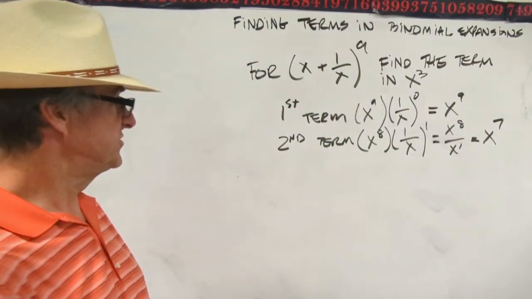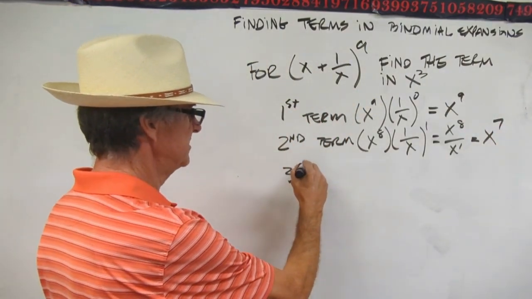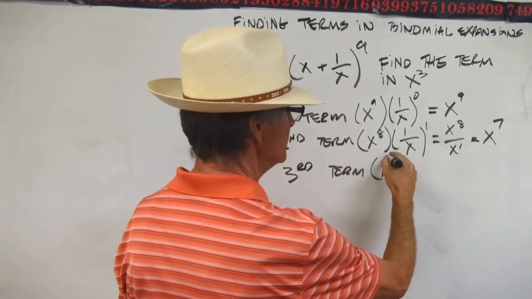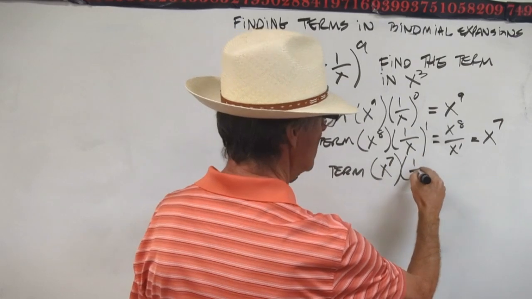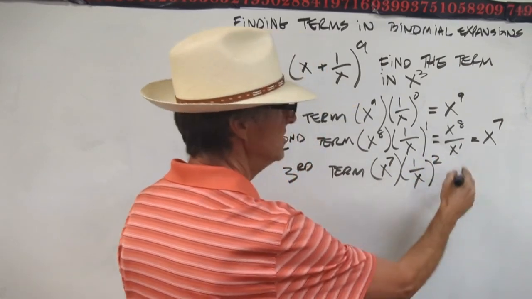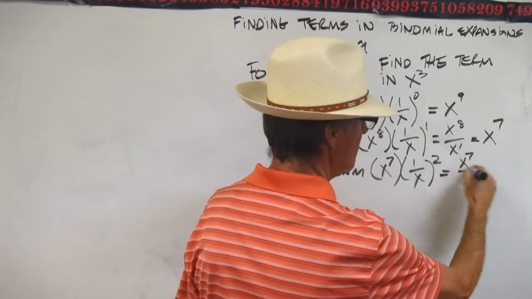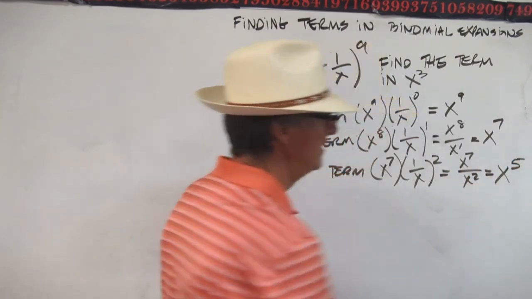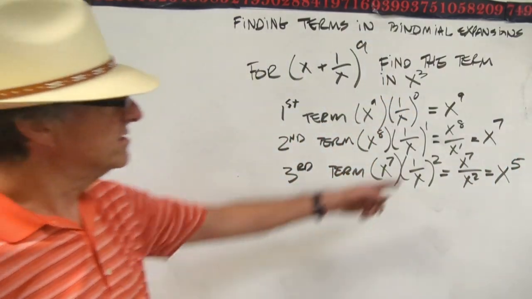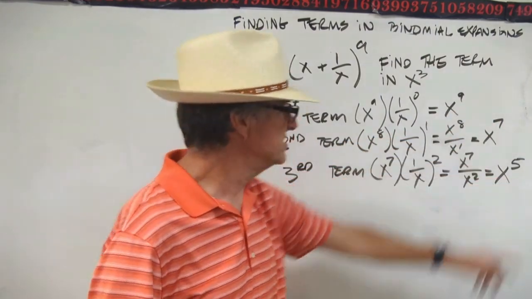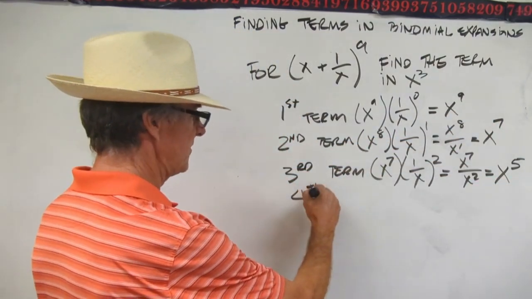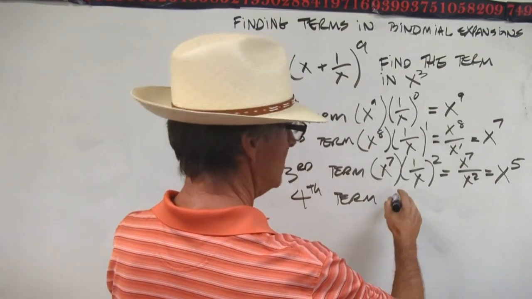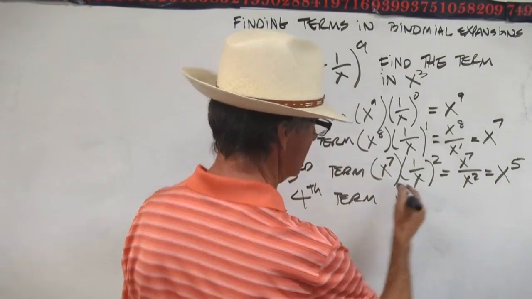Okay? Let's do the third term. We're getting close. This becomes x to the 7th times 1 over x to the 2nd, which is going to be x to the 7th over x to the 2nd, which is going to give us x to the 5th. And so now I think you can see the pattern. We're just going down by 2 every time. So the fourth term is going to be x to the 3rd.